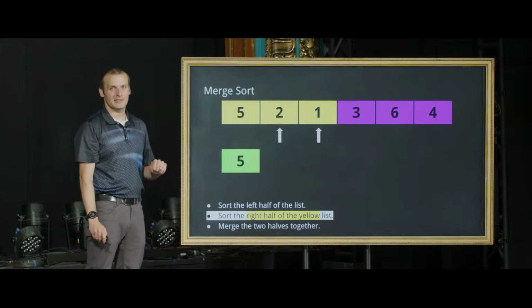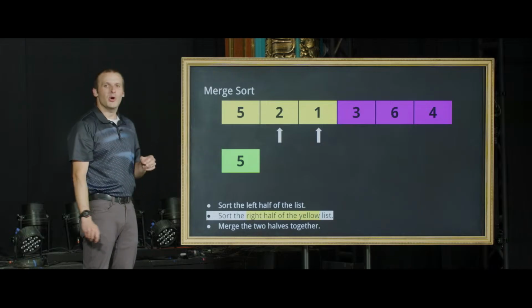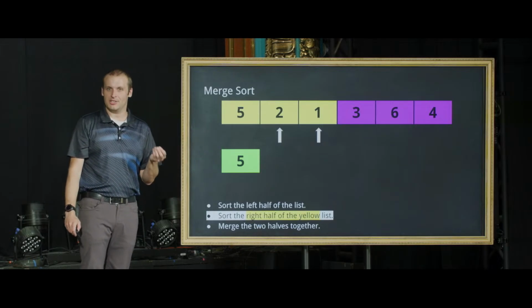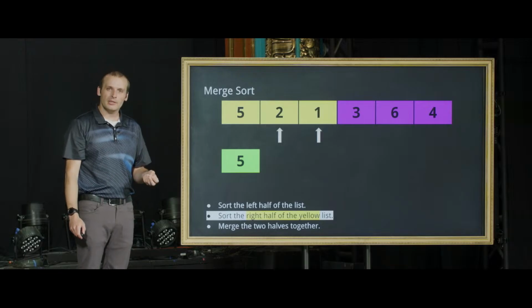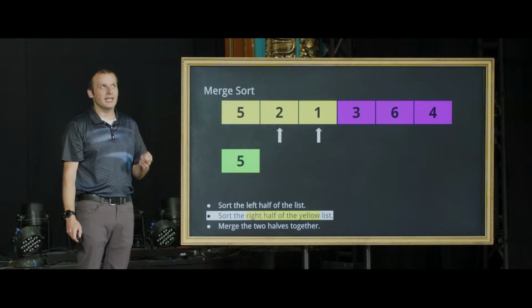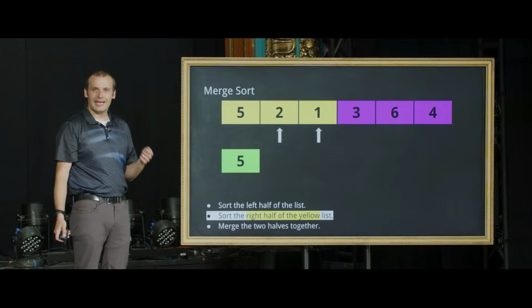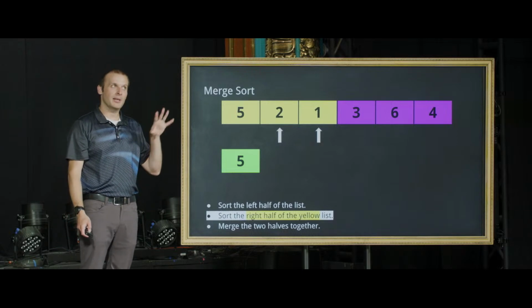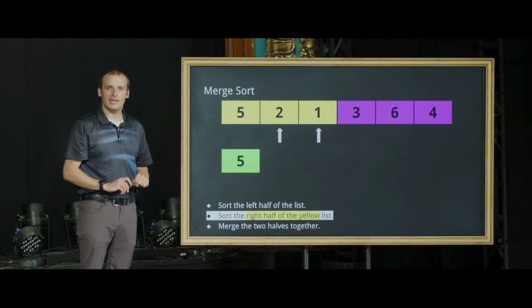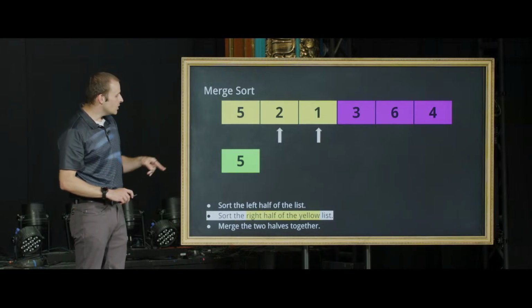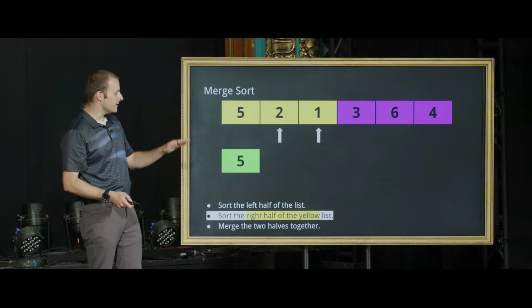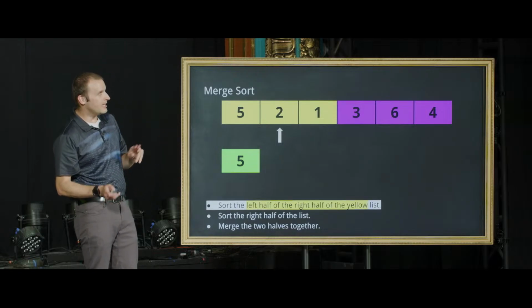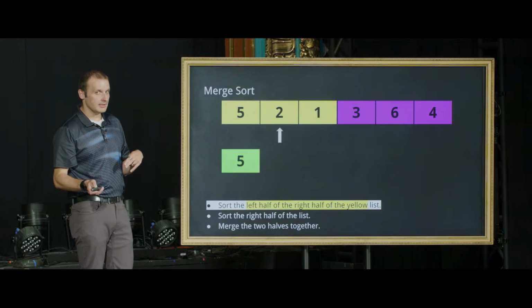That's those 2 elements there. I don't know how to sort a list of size 2. The only thing I know how to sort is a list of size 1. And so faced with this problem, the only thing I can do is start this process again, putting a pin in everything else and trying this again. So what I need to do instead is sort the left half of the right half of the yellow list.